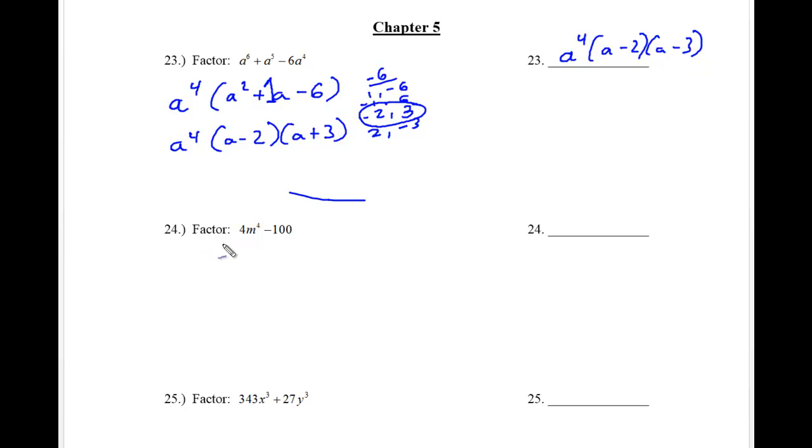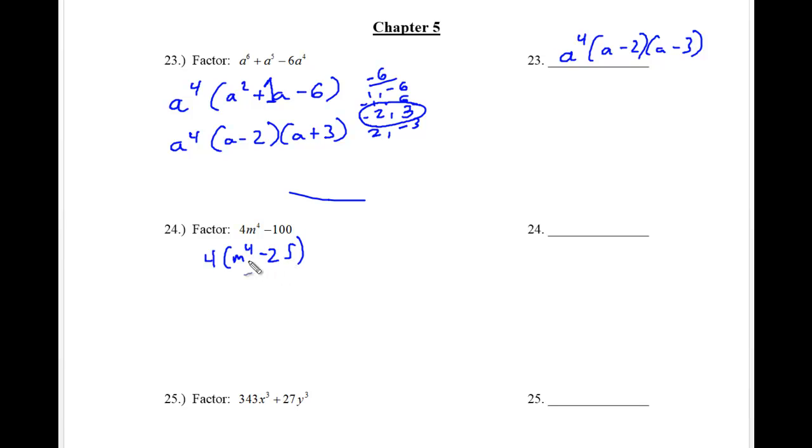In problem number 4, we are also going to now do difference of squares, but before we do, we should try to see if we can factor anything out. And we can factor out a 4 here. So this would leave me with m to the 4th minus 25.